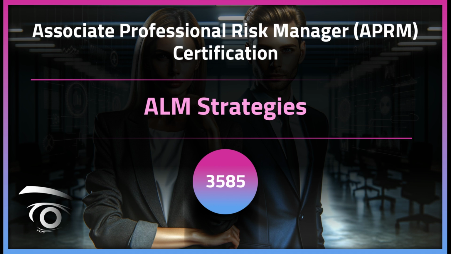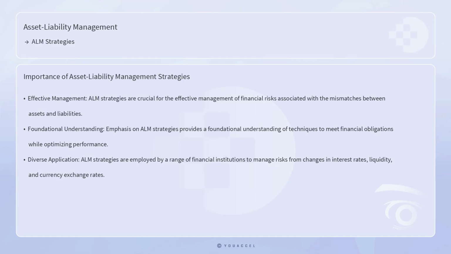Let's proceed with the lesson. ALM strategies. Asset-liability management strategies are crucial for the effective management of financial risks associated with the mismatches between assets and liabilities. In the context of an Associate Professional Risk Manager course, the emphasis on ALM strategies provides a foundational understanding of the techniques used to ensure that an institution can meet its financial obligations while optimizing its financial performance.